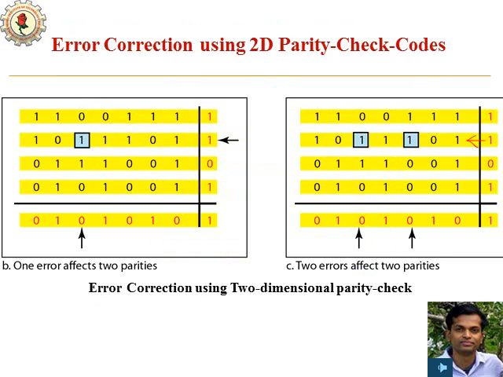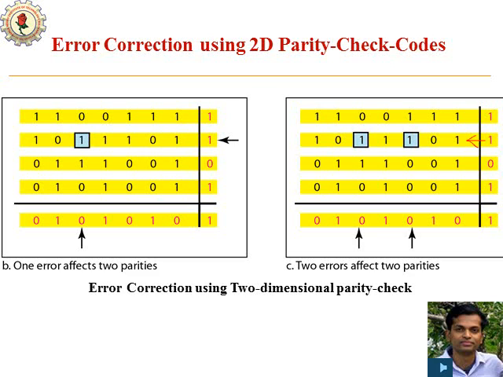Now in this slide, what happens when one bit is corrupted? If the receiver receives some information and one of the bits is changed, say for example in the left picture, what happens? The bottom column parity is changed, and the corresponding row parity is also changed. So whenever one bit is corrupted, two parities are changed, one row and one column. The diagonal bit also will be changed.